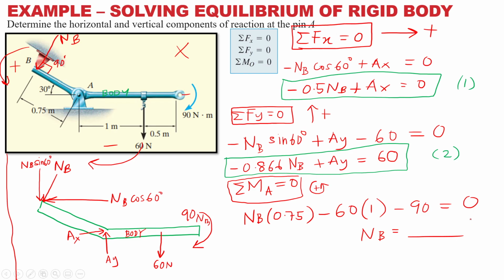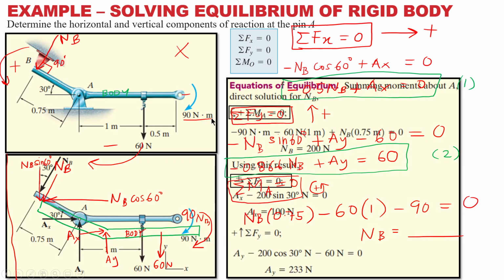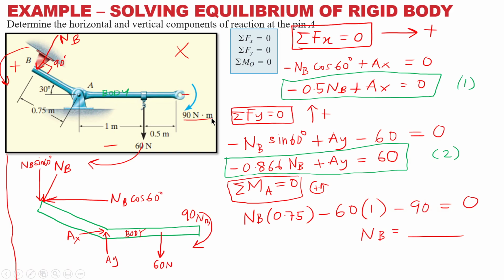Punch in your calculator. 90 campur 60. So 90 ni tak payah kali dengan apa-apa lagi because it's already in moment. The unit is already Newton meter. So no need to multiply with any distance anymore. 90 campur 60. Bring that positive bahagi 0.75.